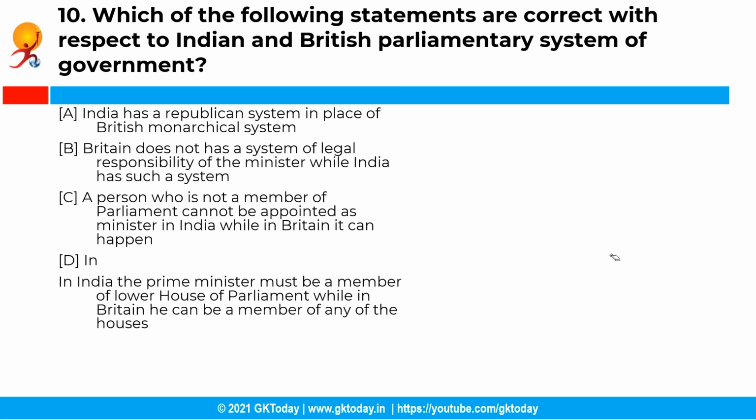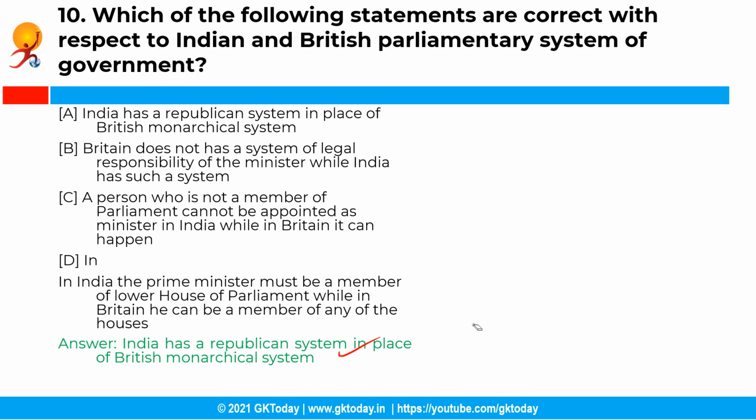Now the next question is, which of the following statements are correct with respect to Indian and British parliamentary system of government? Now you have the following options and the correct answer is option A, that is India has a republican system in place of British monarchical system. See, only statement 1 is correct.